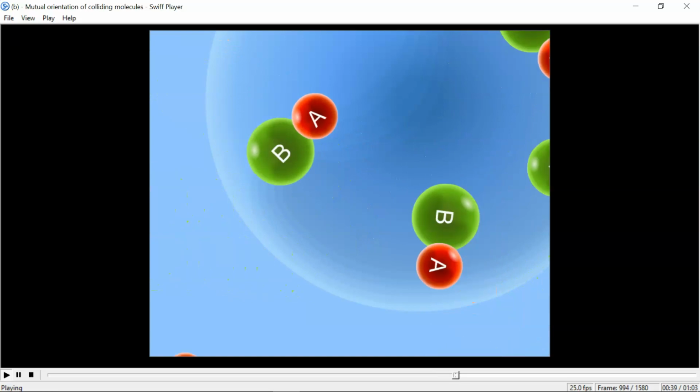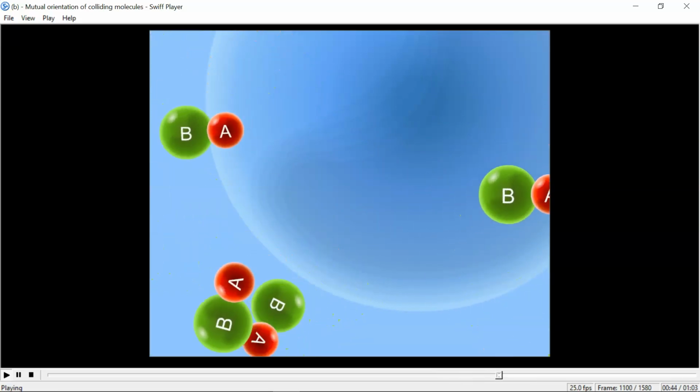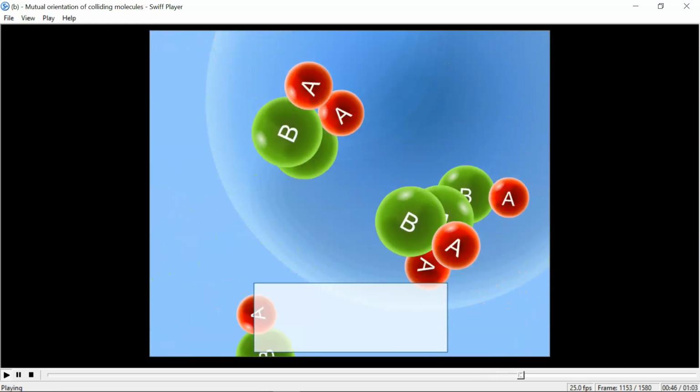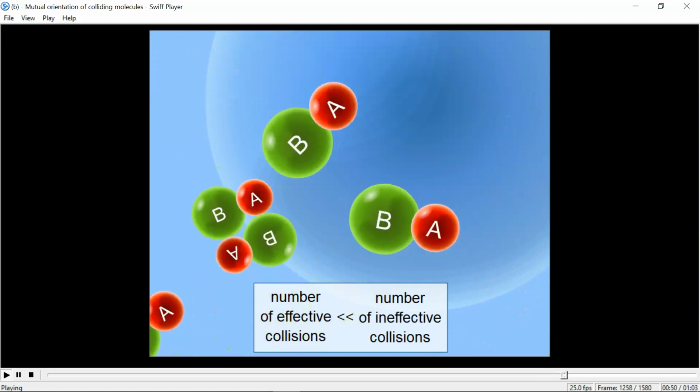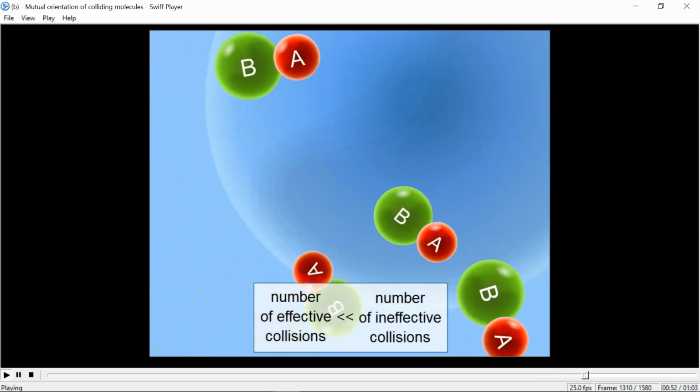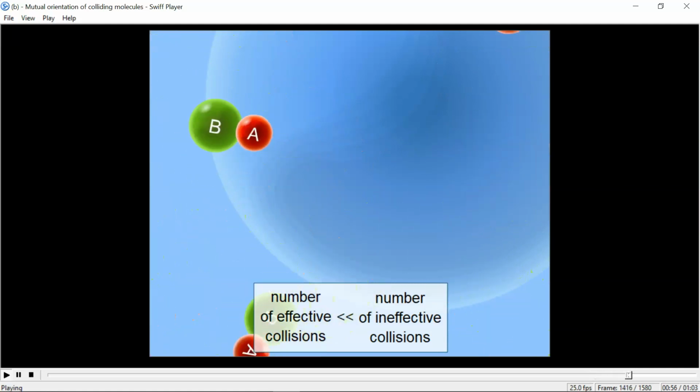Note that you can find only one correct effective orientation and thousands of others which are ineffective. This means that the probability of the correct orientation occurring is quite low. For this reason, most collisions are ineffective. That explains why many reactions are so slow. Still, it is amazing that some reactions are so fast.